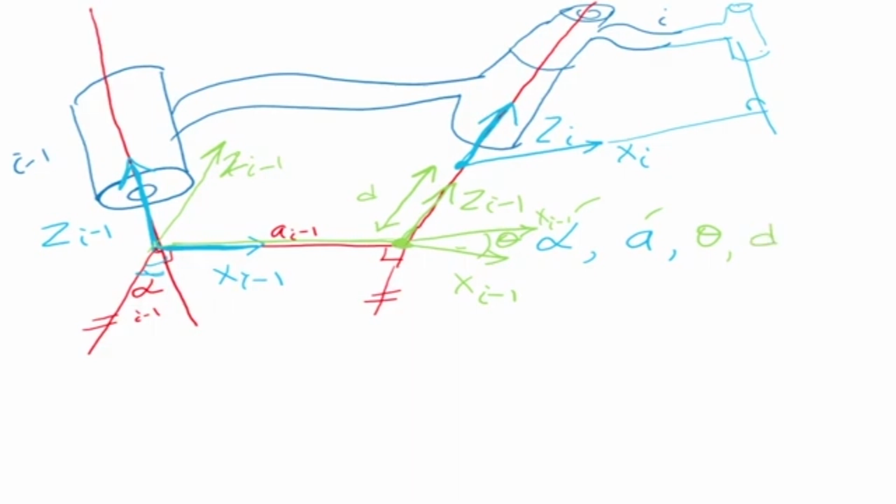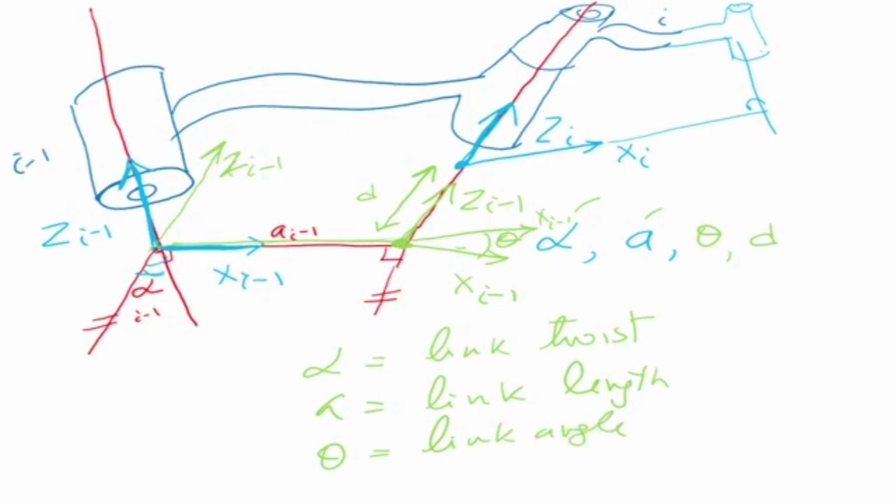So how many parameters did we need to align the i minus 1th frame with that of the ith frame? We needed 4 parameters: alpha, which is called the link twist; a, which is called the link length; theta, which is called the link angle; and d, which is called the offset, the distance between the origins.